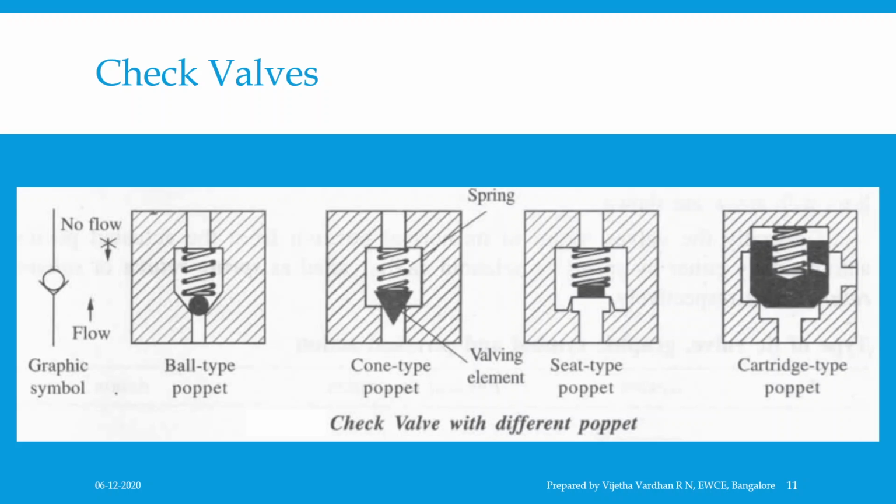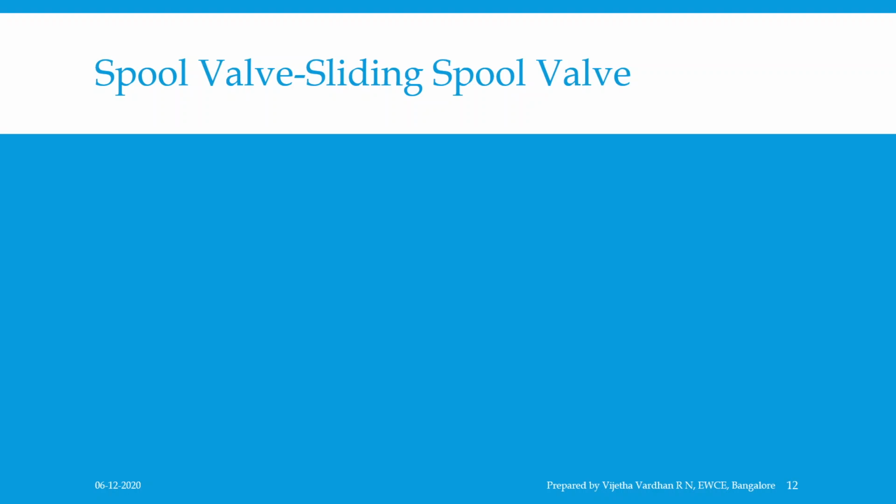These valves are highly responsive and relatively insensitive to contamination. They are suitable for high pressure applications and less suitable for large size applications. The advantages are absolute sealing ability in the closed position, and no leakage or very little leakage takes place. Then coming to sliding spool valves, spool valves may be classified as sliding or rotary type.